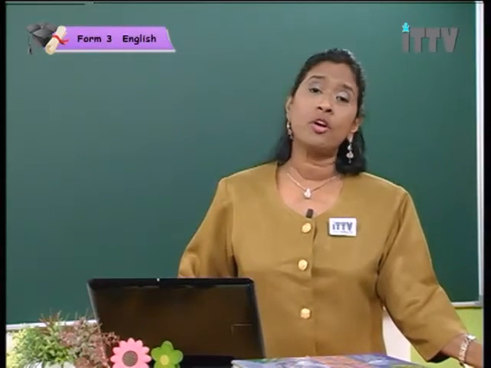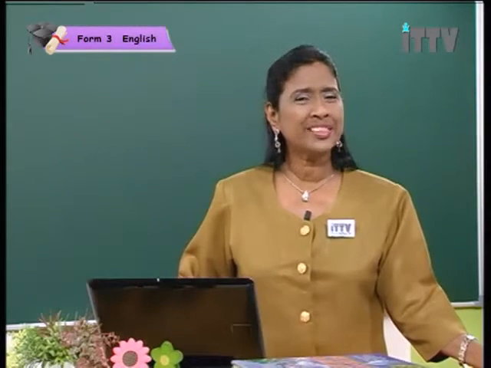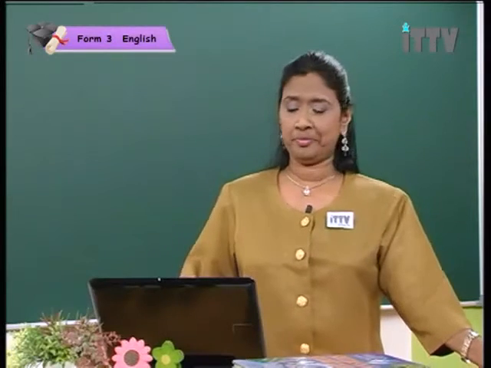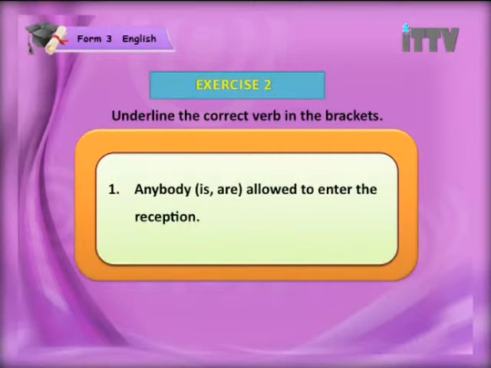So now we'll go on to exercise 2, where you'll do something a bit different. So look at exercise 2. Now here, you're going to underline the correct verb in the brackets. Number 1, anybody, brackets, is, are, allowed to enter the reception. So the answer is, anybody is allowed to enter the reception.